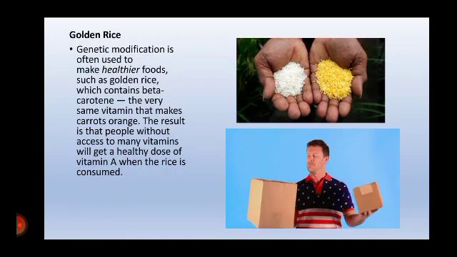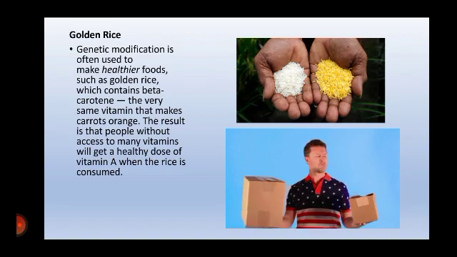Golden rice. Genetic modification is often used to make healthier foods, such as golden rice, which contains beta-carotene, the very same compound that makes carrots orange. The result is that people without access to many vitamins will get a healthy dose of vitamin A when the rice is consumed.